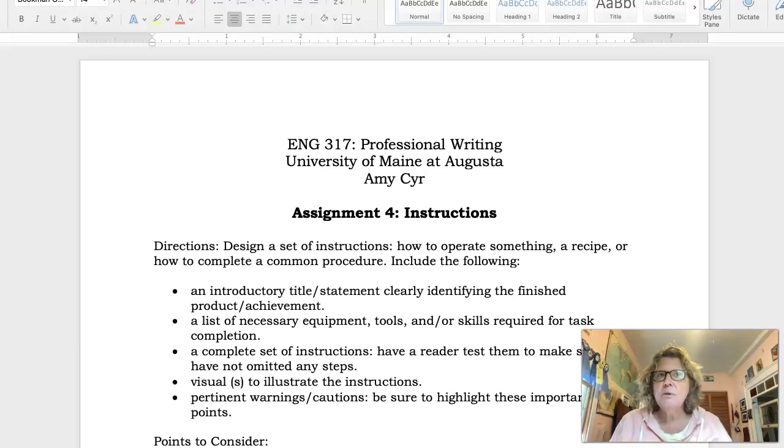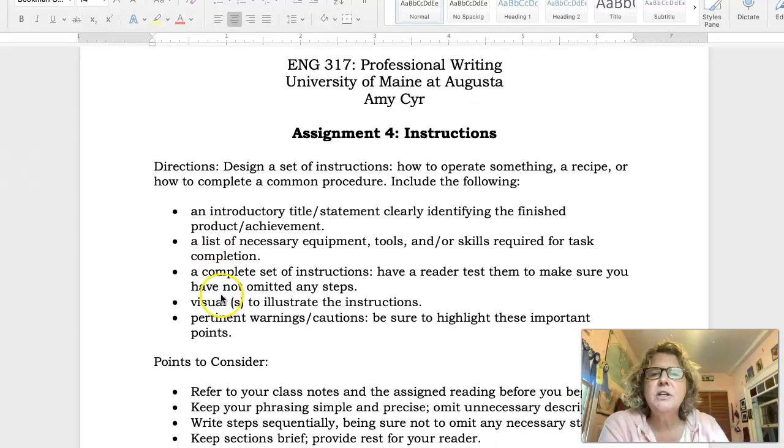So what we're going to be exploring this week, or how we're going to be exploring adding visuals, I should say, is through this assignment 4, which is simply creating a brief set of instructions. And the directions, I think, are pretty straightforward here. You're going to create a set of instructions on how to operate something, how to make something, how to complete something, an activity, a procedure.